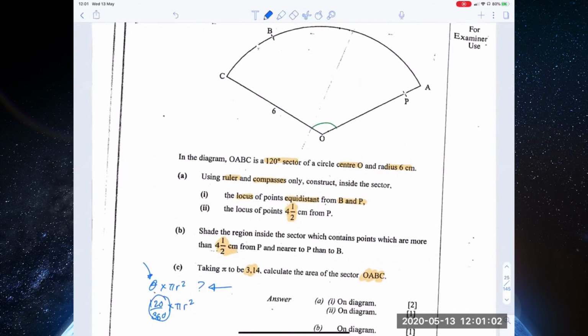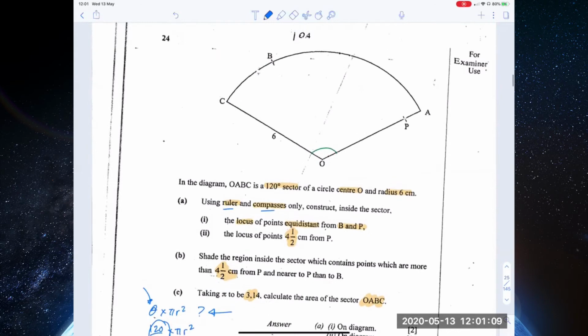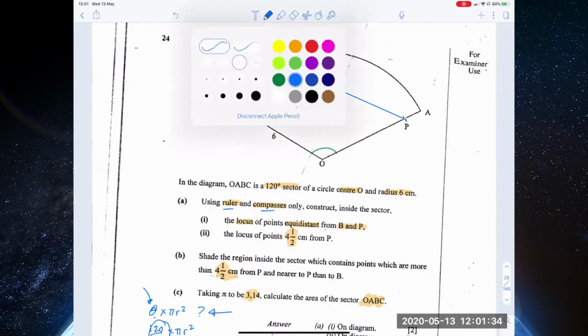So let's look at this one. It says use a ruler and a compass. Construct the locus of points equidistant from P and B. So what you do is you join them first together, like that. And then you take a compass. You know how a compass looks? Okay, so let's say this is about the center, isn't it? So when you take your compass, it will be like this. Let me use a different color for the compass. Use red.